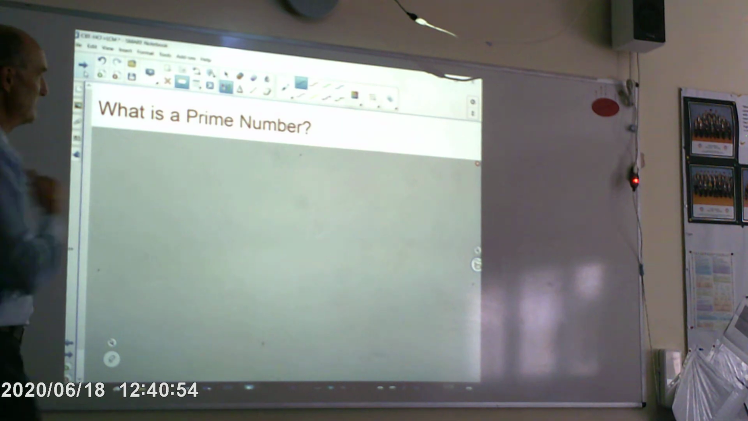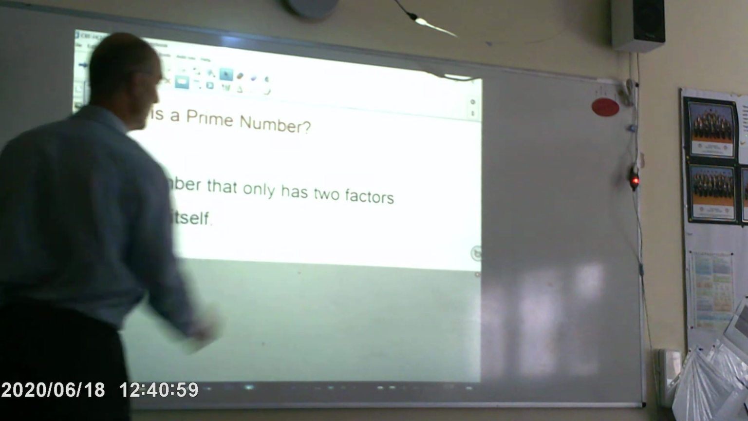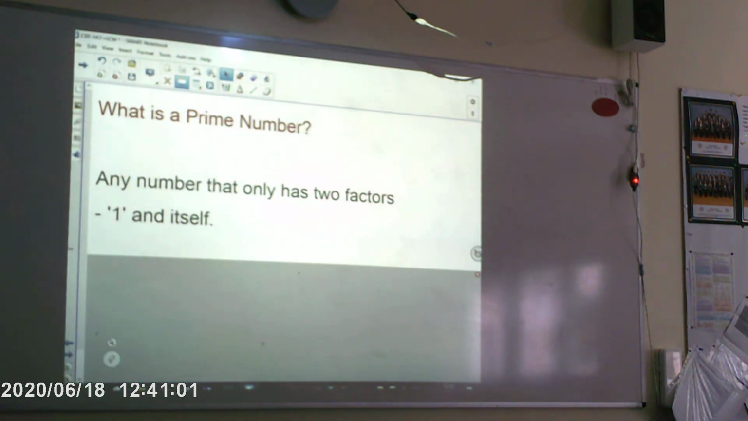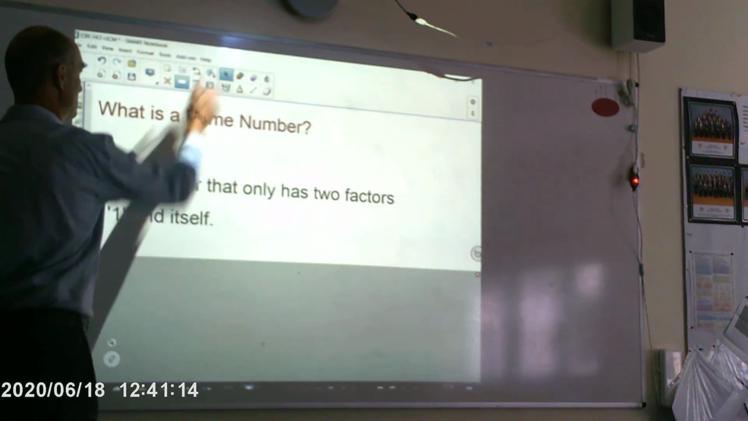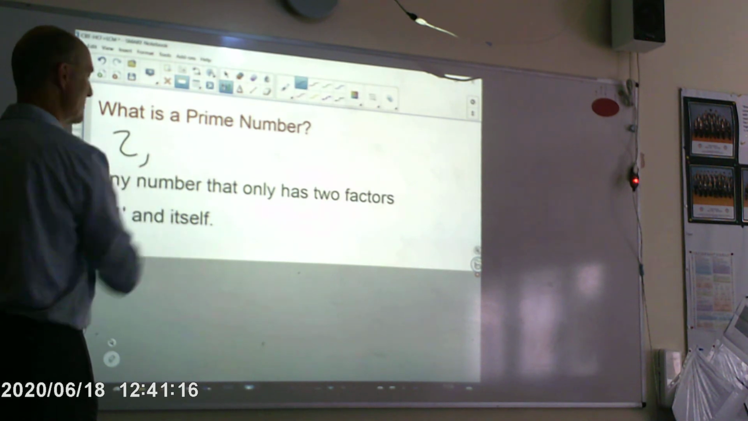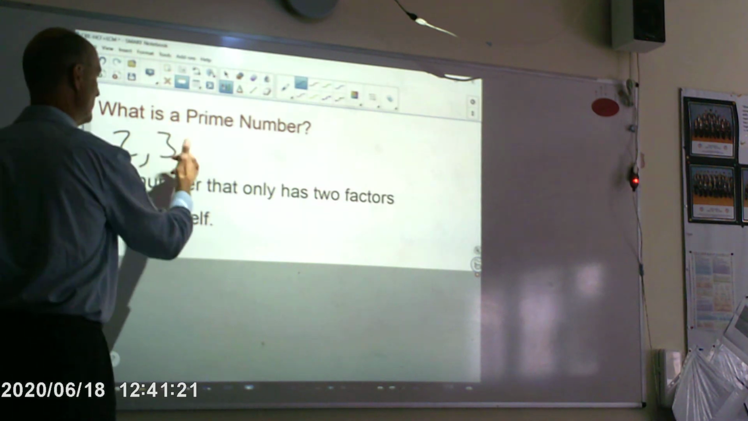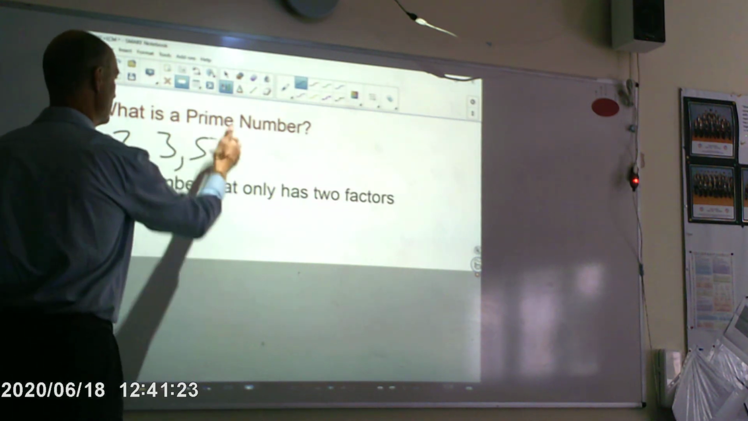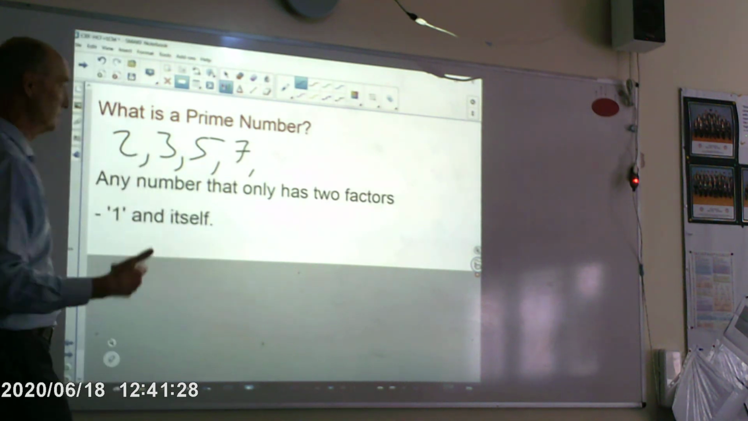What is a prime number? You need to know this and you need to understand this. Any number that's only got 2 factors, so 1 and itself. So an example of a prime number: 2. What's special about 2 as a prime number? It's the only even prime number. Another prime number, 3. Another prime number, 5. 7. Not 9, 3 goes into 9.